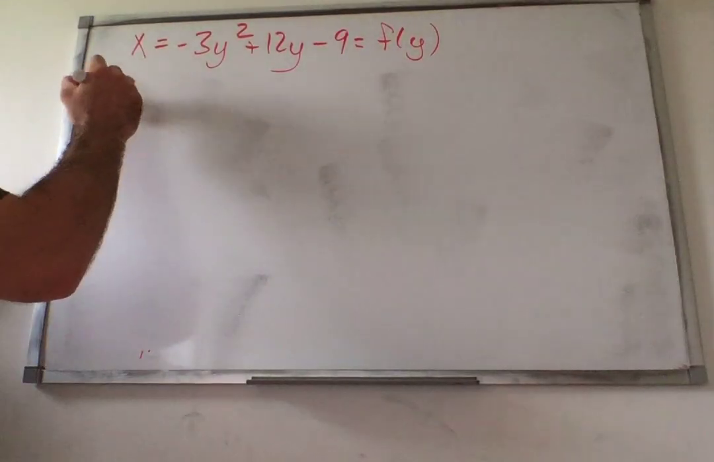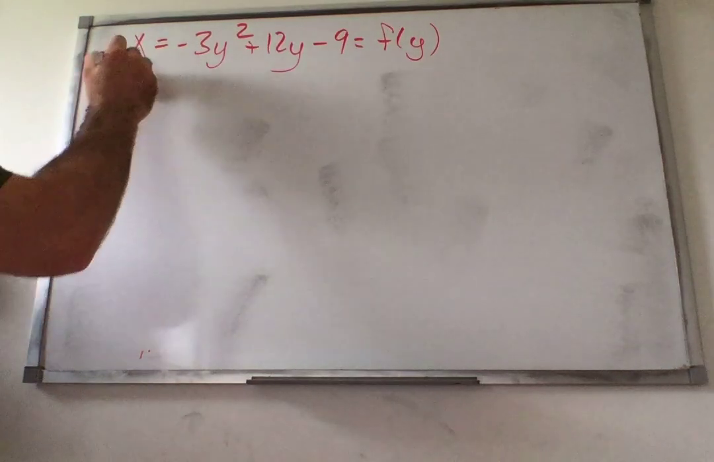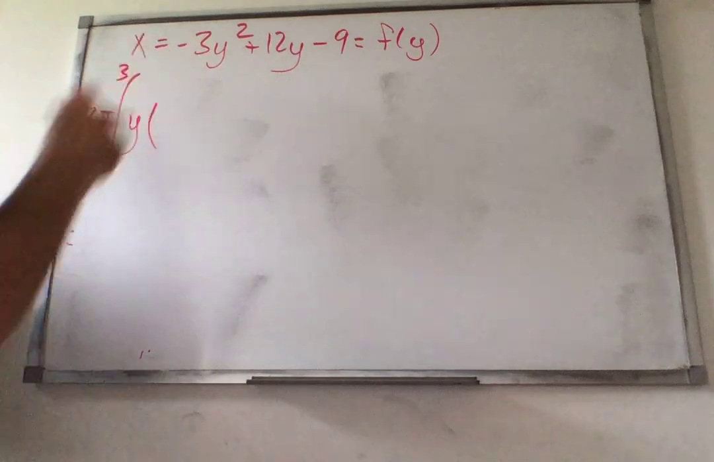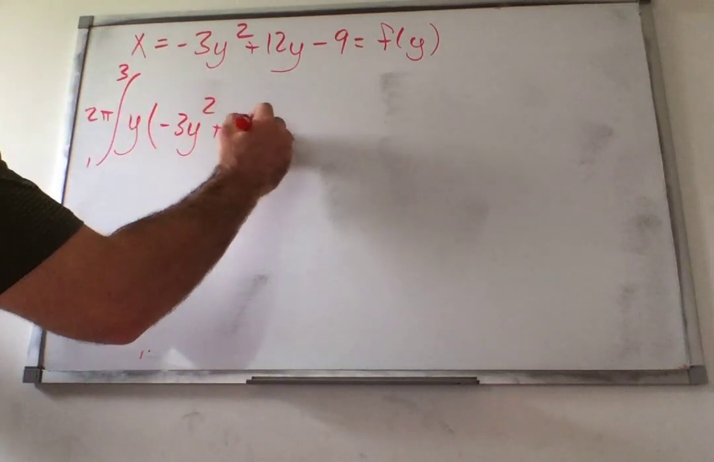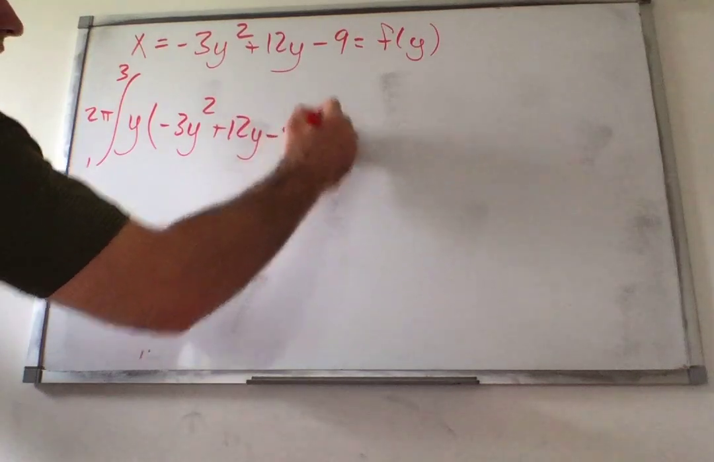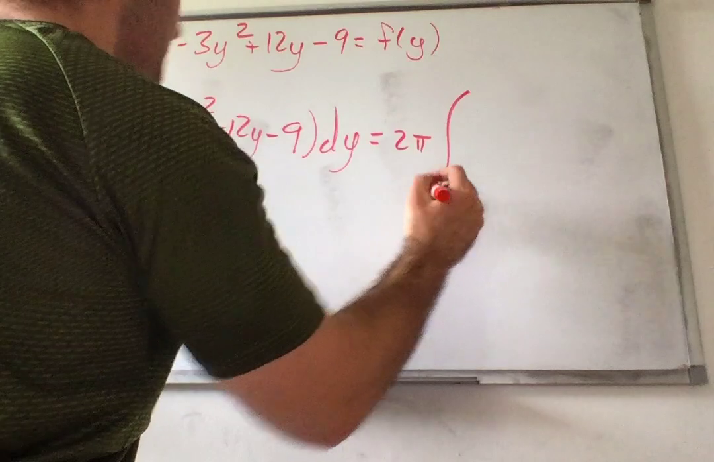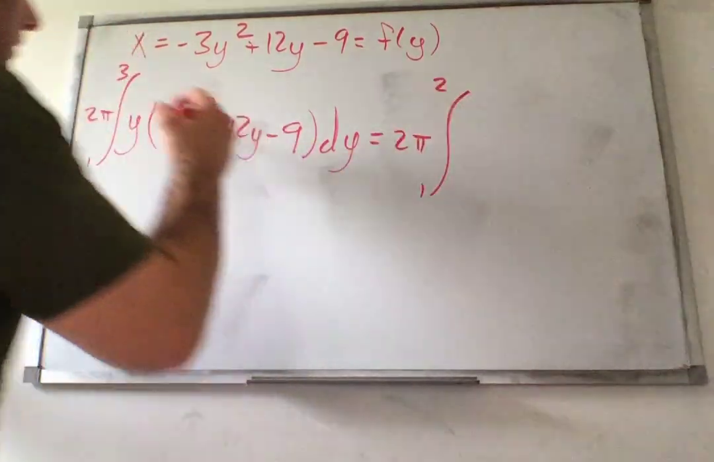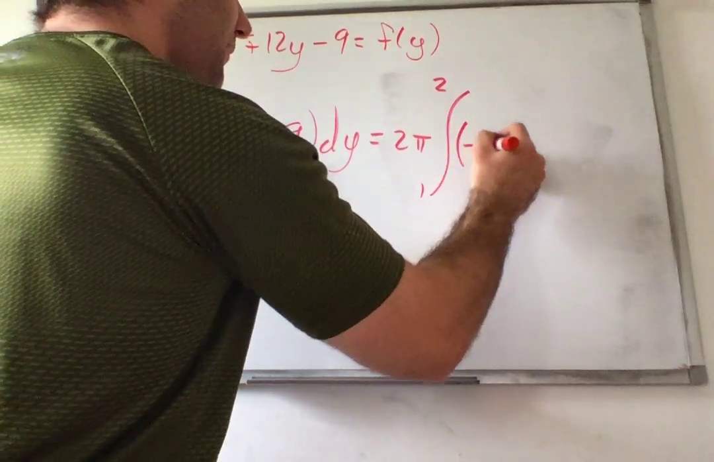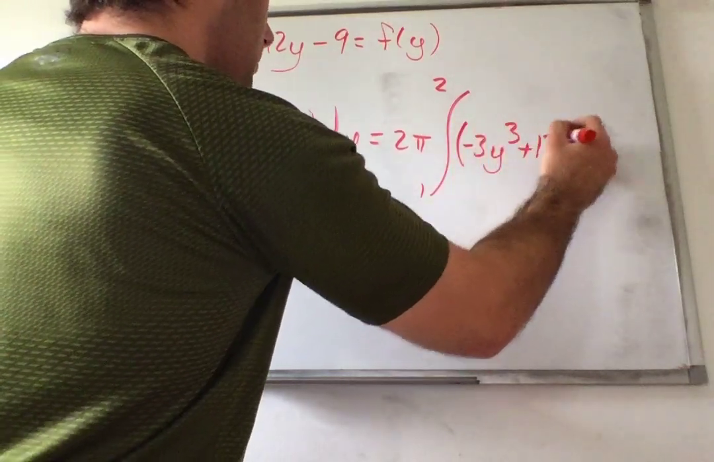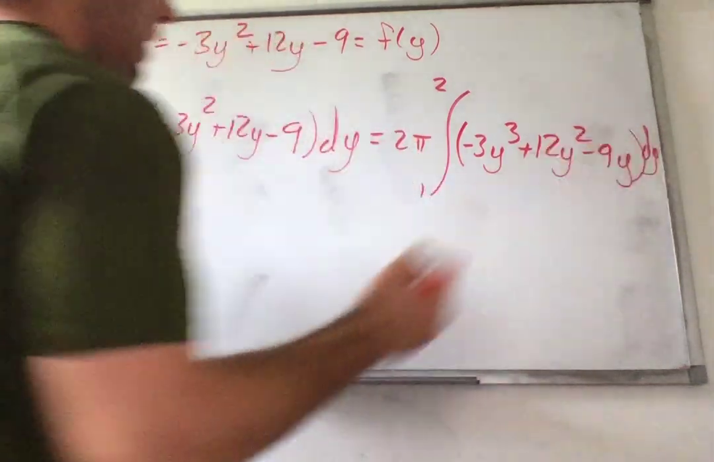So I get the integral, 2 pi out here, from 1 to 3 of y times my function here, negative 3y squared plus 12y minus 9 dy, which is equal to 2 pi times the integral from 1 to 3. Just distribute the y all the way through. Negative 3y cubed plus 12y squared minus 9y dy.